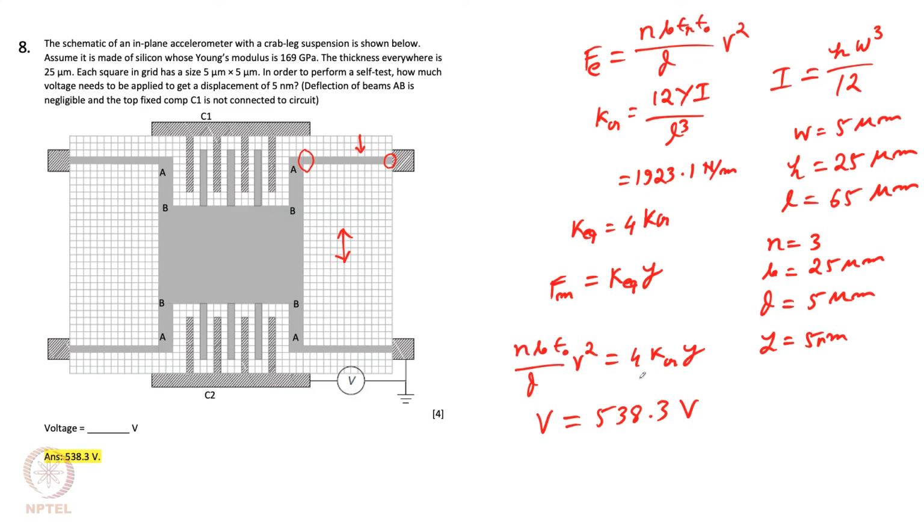I hope you understood that ultimately the mechanical force and electric force will be the same, so that fact we are applying here. This is the electric force and this is the mechanical force, and mechanical force is equal to Kx, that is K equivalent times y, the displacement, right. Our displacement is 5 nanometer and K equivalent is equal to 4 times the stiffness constant of each beam. So accordingly we are getting this expression, and this we have already discussed during the lecture videos.